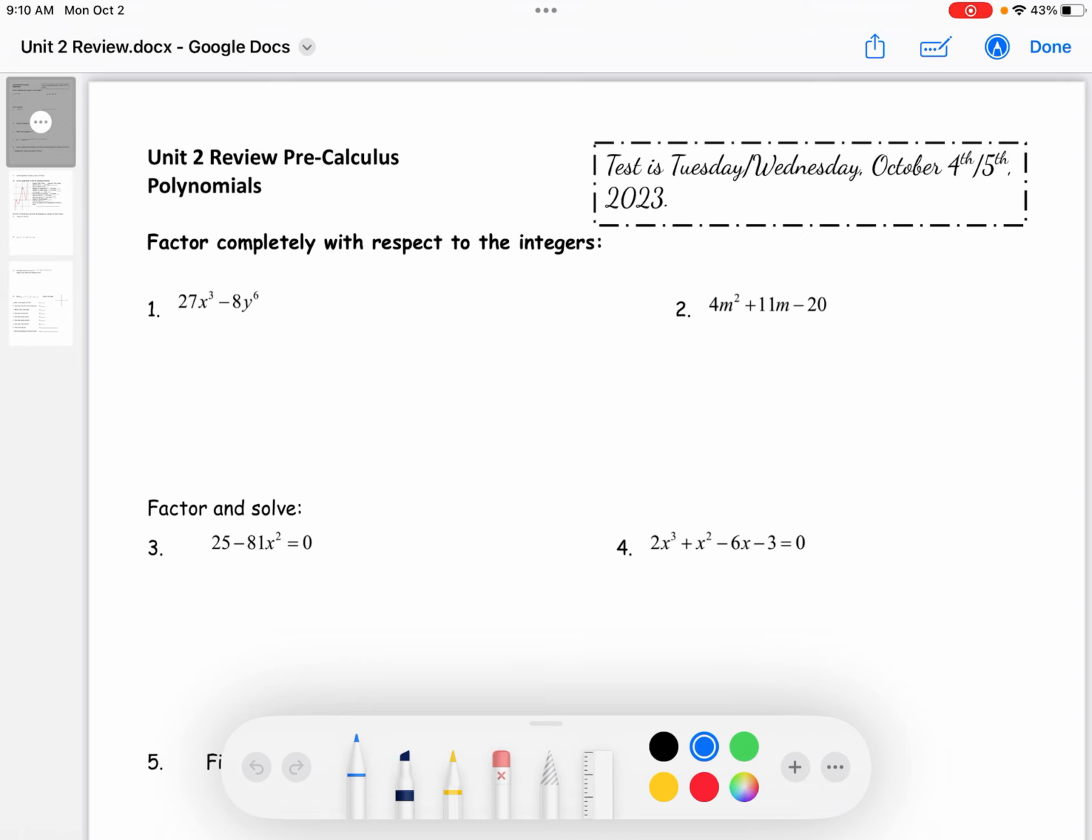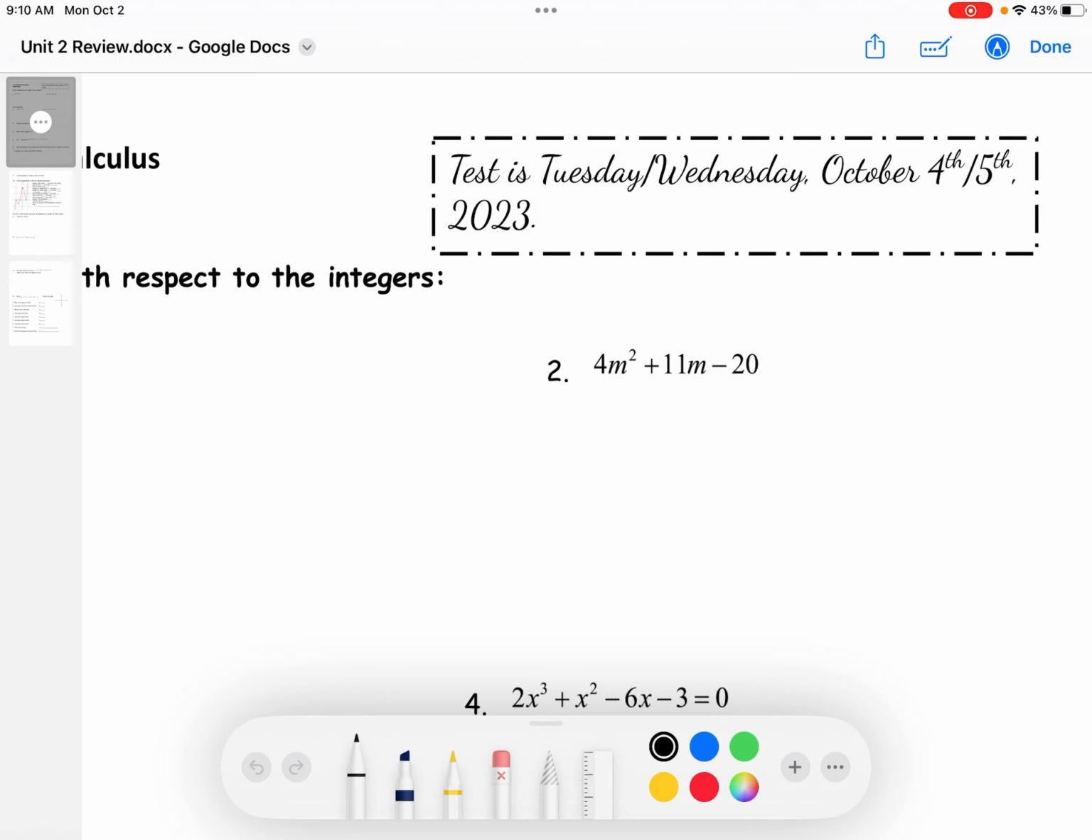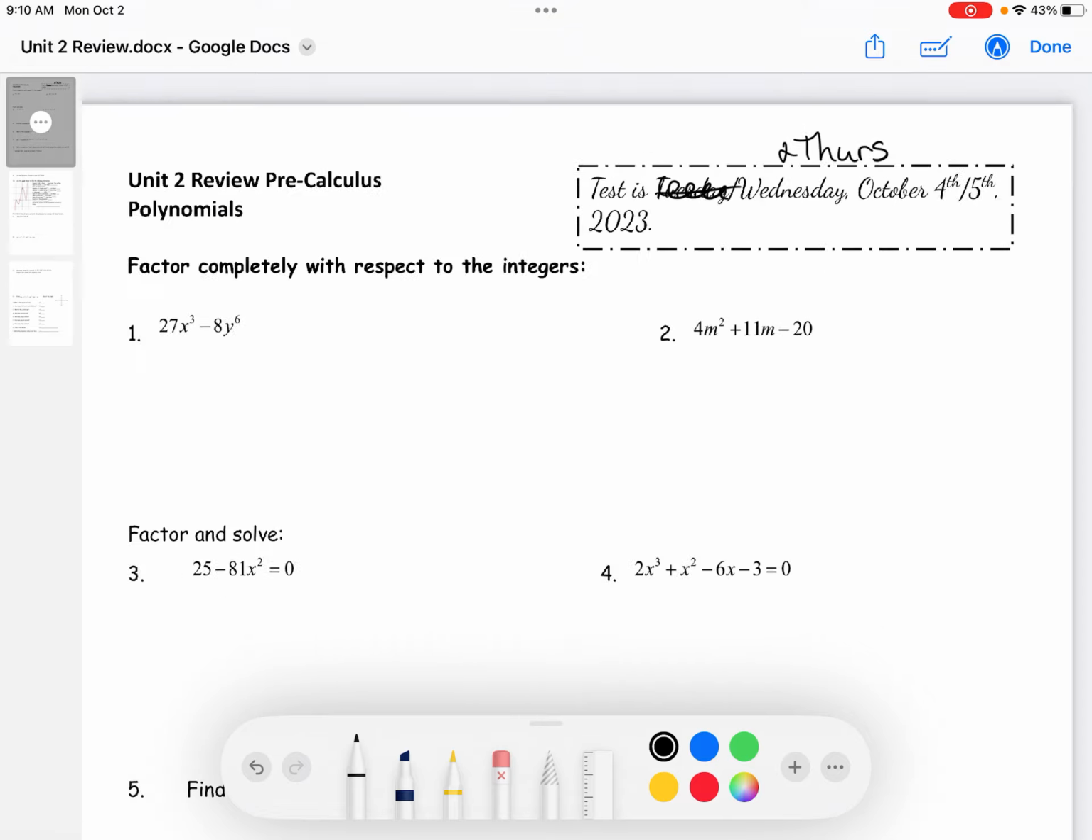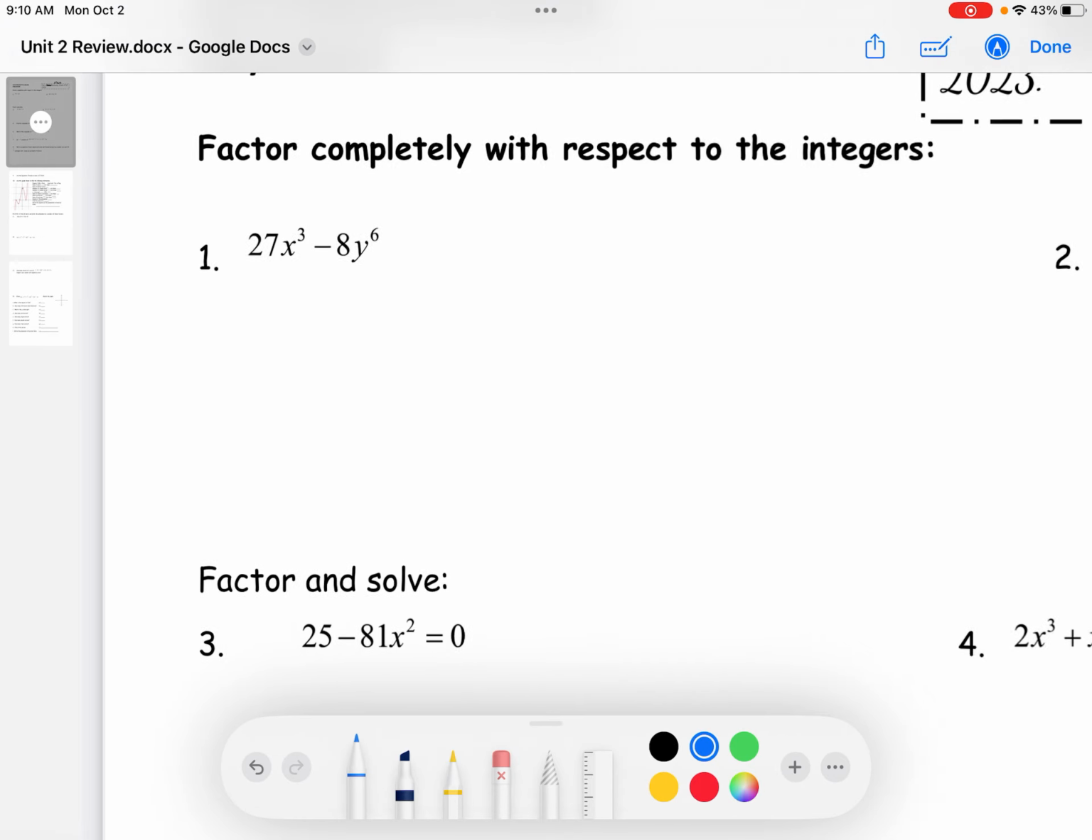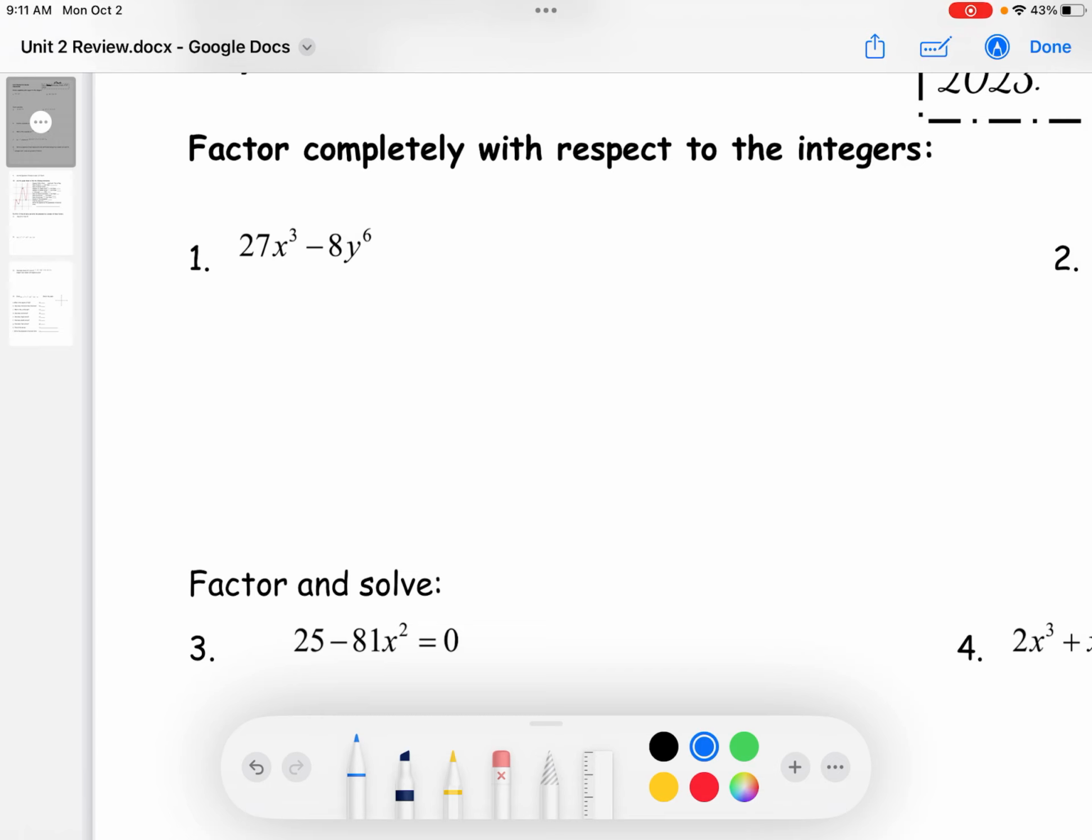So let's look at this. Your test dates here are October 4th and 5th, but it's Wednesday and Thursday, October 4th and 5th. So let's get to number 1. We want to factor these completely.